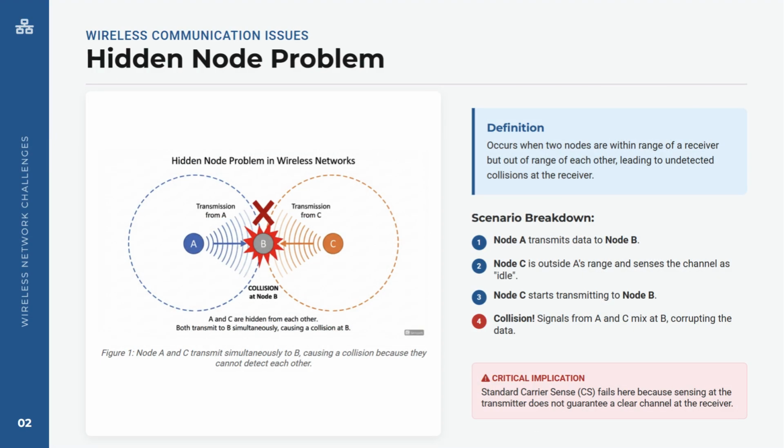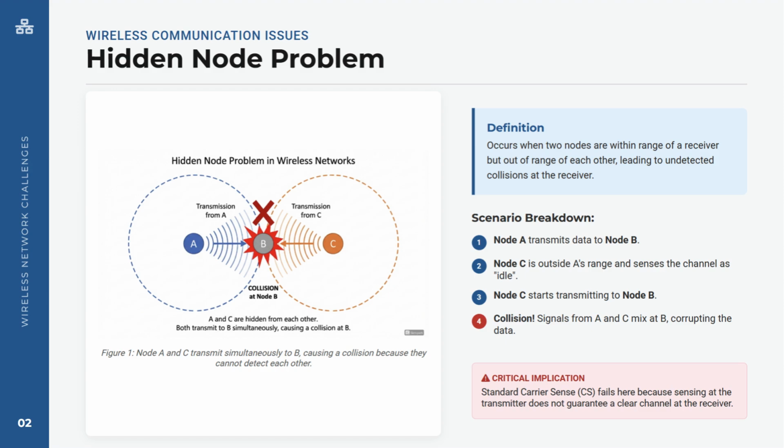Let us start with an important issue in wireless communication called the hidden node problem. The hidden node problem occurs when two devices cannot hear each other's transmissions but both can communicate with the same receiver. For example, imagine three nodes: Node A, Node B, and Node C. Node A is sending data to Node B. However, Node C is outside the transmission range of Node A. Because of this, Node C cannot detect that Node A is already transmitting.